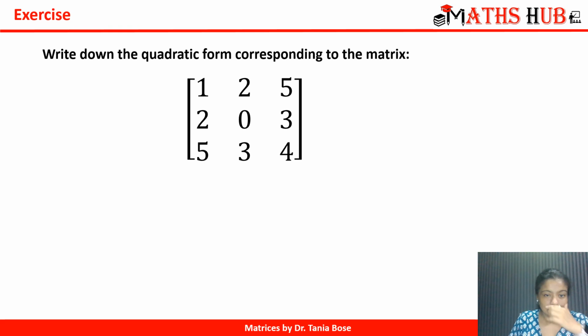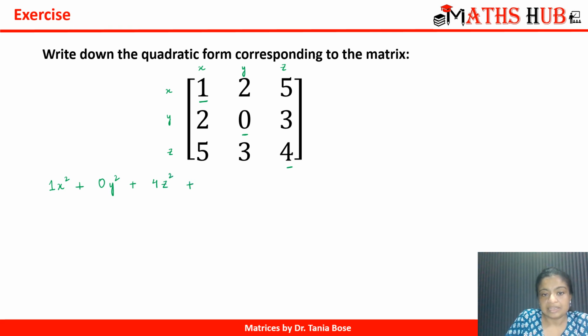How to write it? So first of all, we will target all the diagonal positions and we will assume that these places are x, y and z, right? So now x square position is 1. So we will write 1 into x square plus y squared, the coefficient is 0. So we will write 0 into y squared plus the last is z squared. So we will write it as the coefficient of z squared.